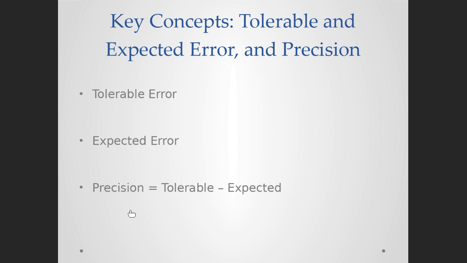Okay, so we have learned a few concepts. The first one is representative sample. The second one is sampling risk, which can translate into type 1 error and type 2 error. And then we have learned confidence level. And then we have learned tolerable error, expected error, and precision. All right. Now, do you have any questions about any one of these?